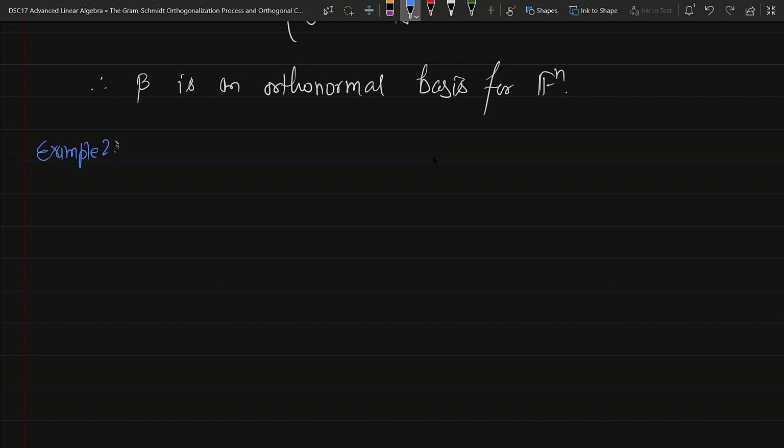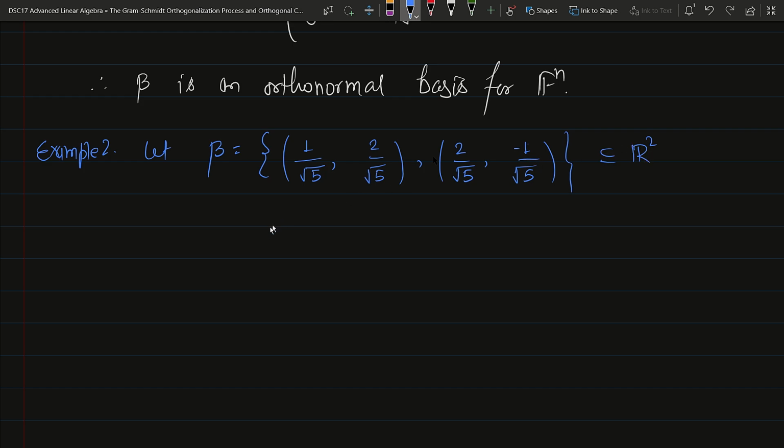Example 2, and it says let beta be equal to {(1/√5, 2/√5), (2/√5, -1/√5)}, which is a subset of R square.